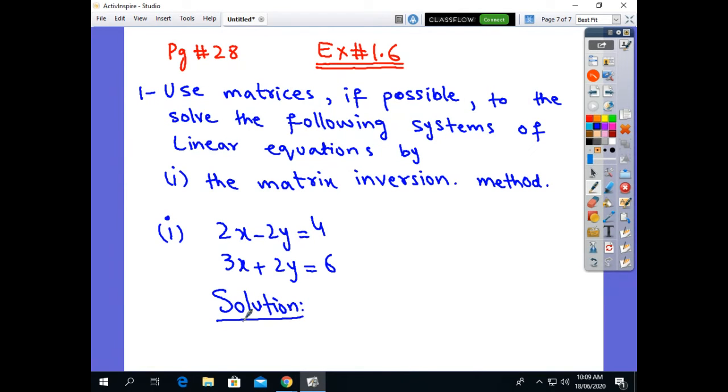Solution. We solve these two simultaneous equations with the help of a matrix inversion method.